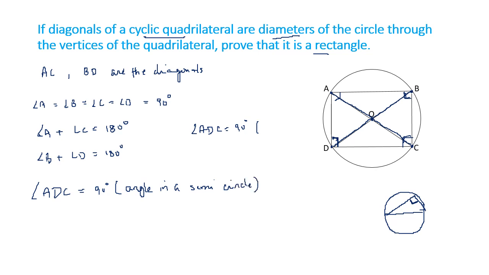Angle ABC equal to 90 degree, angle in a semicircle. Angle DAB equal to 90 degree, angle in a semicircle. Angle DCB equal to 90 degree, angle in a semicircle. So all the angles in the semicircle are 90, and because all the angles are 90 degree, ABCD is a rectangle.